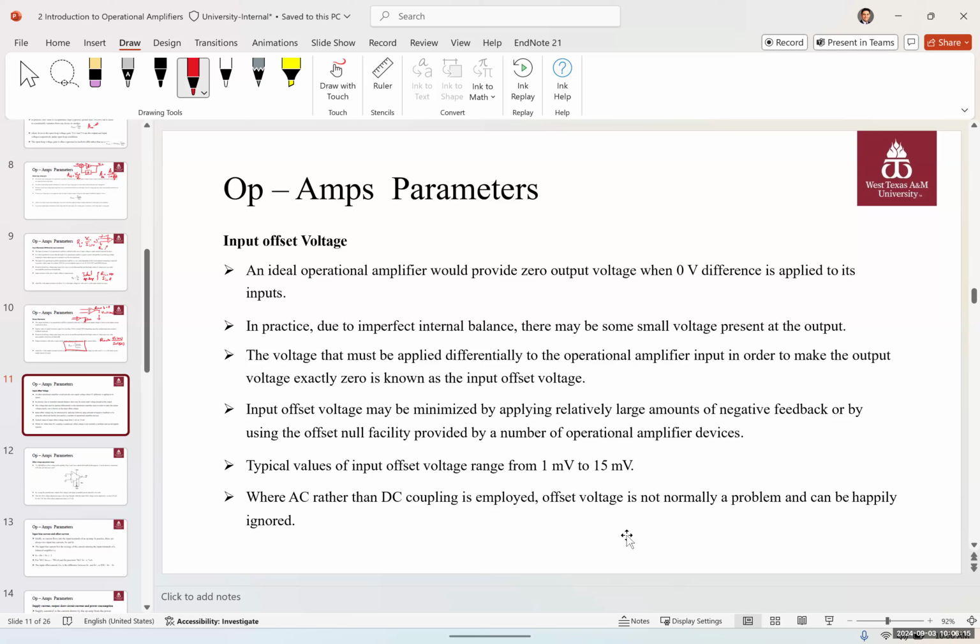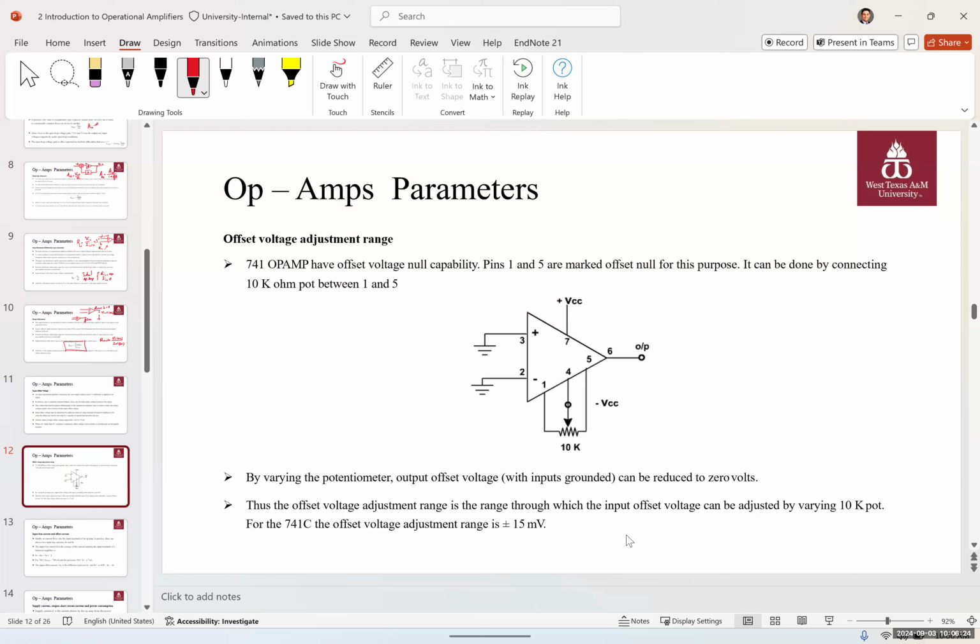When we use AC rather than DC coupling, the offset voltage is not normally a problem and can be ignored. This is an offset voltage adjustment circuit. We would simply connect the offset null pins, which are pins number 1 and 5, to a potentiometer, and we can connect it to one of the power supplies. And by adjusting that potentiometer, we can cancel that offset voltage.